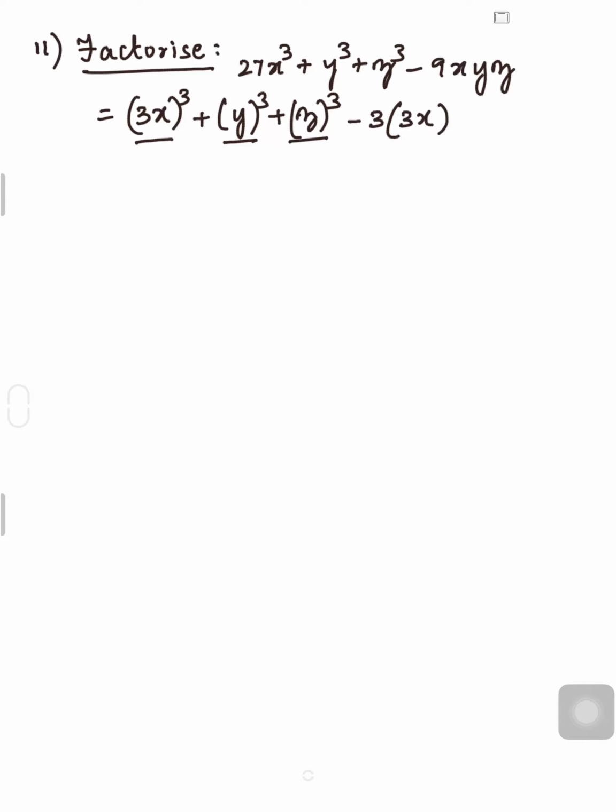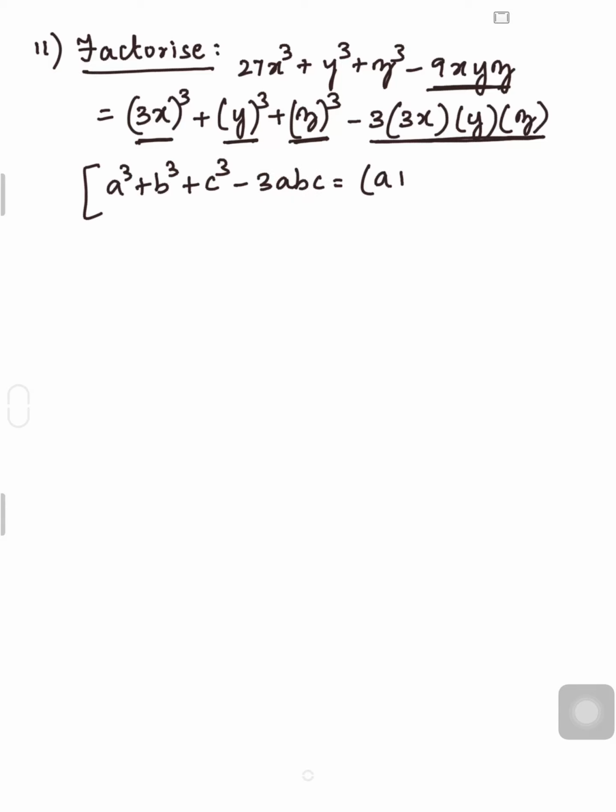So 3 into what is a here? 3x. What is b? y. And what is c? z. So 3x into y into z. So when you multiply this, what do you get? Minus 9xyz. Yes. So it is in the form of a cube plus b cube plus c cube minus 3abc. What is that identity? a cube plus b cube plus c cube minus 3abc is equal to (a plus b plus c) into (a square plus b square plus c square minus ab minus bc minus ca), right?